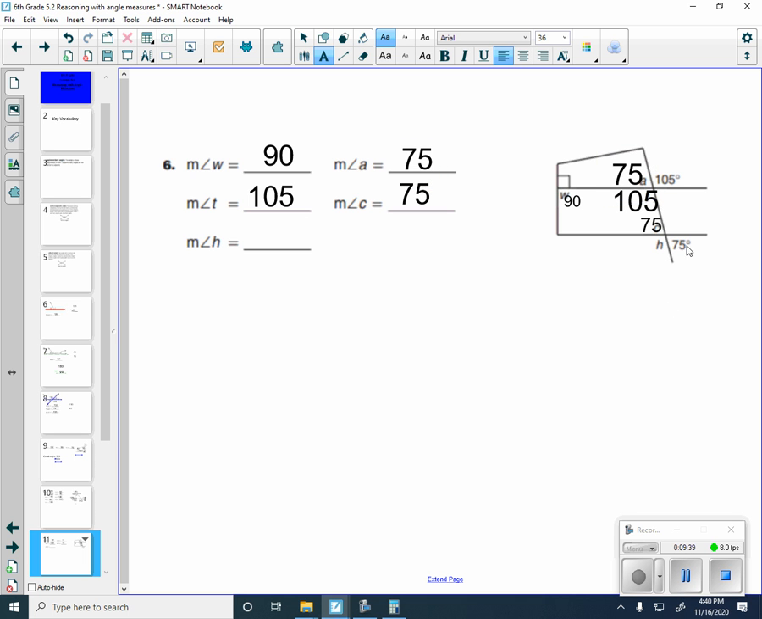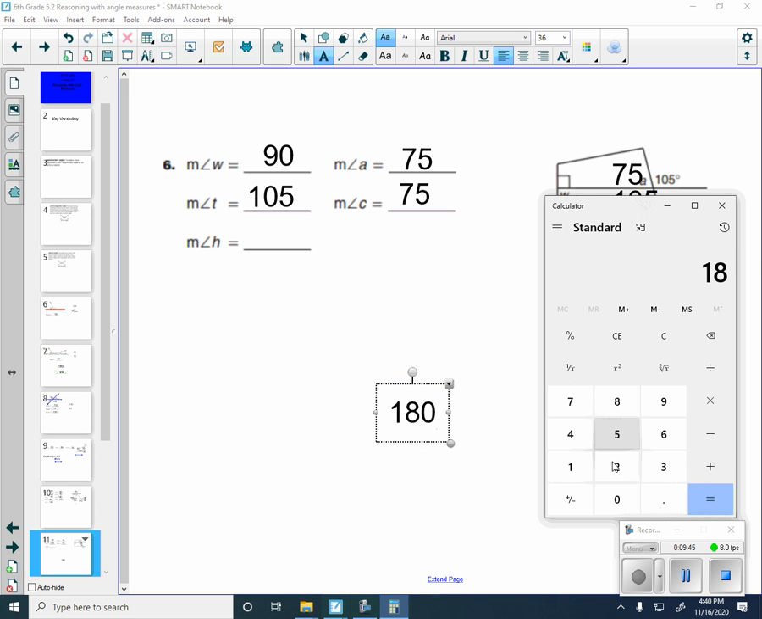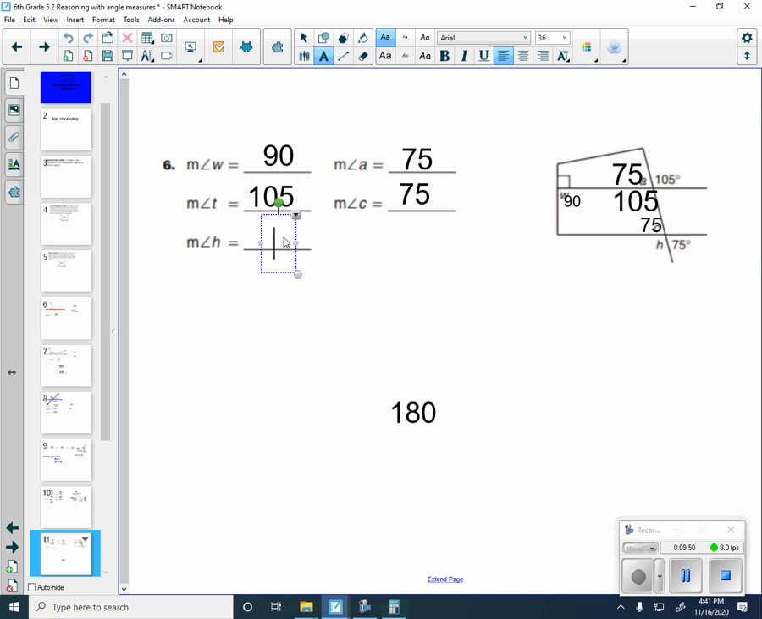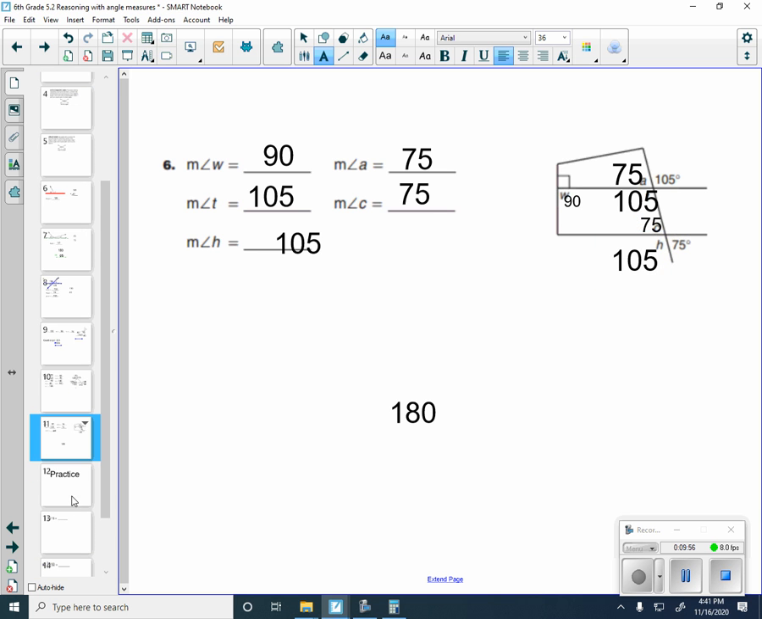And right here, 75 plus H equals 180. So 180, I should go on my calculator. 180 minus 75 equals 105. So H is 105. Perfect. And that's how it's done. Now we're going to do some practice problems.